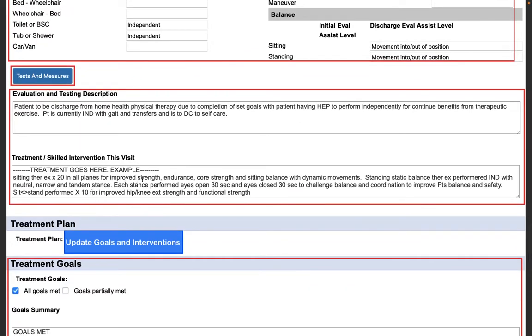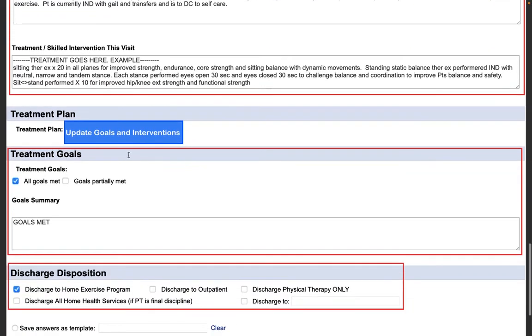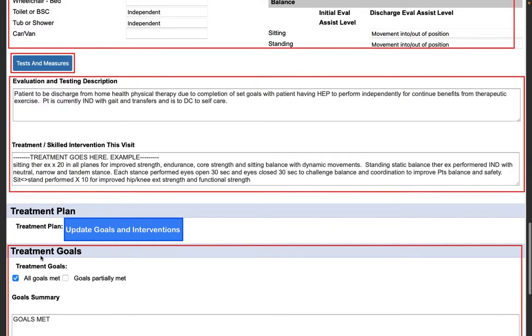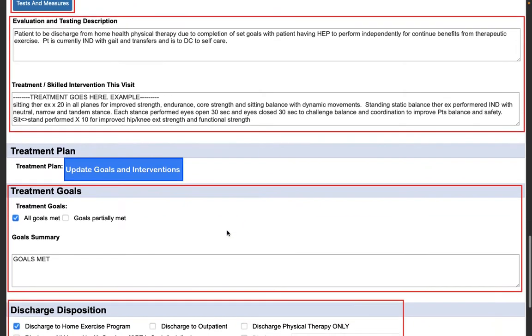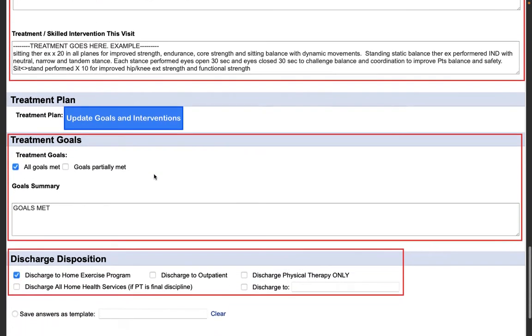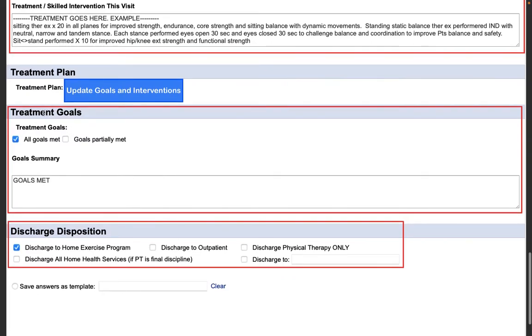Your treatment, what did you perform this visit, needs to be completed here. And there will be a blue box right here that says update goals and interventions. We go over that in a separate video, but you will need to address the goals. Were they met? Were they not met? By clicking this.